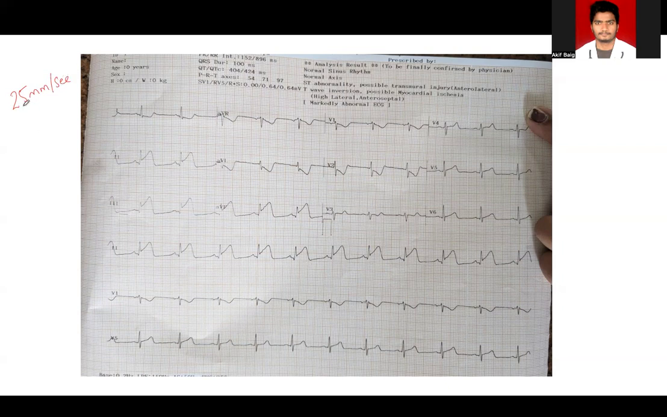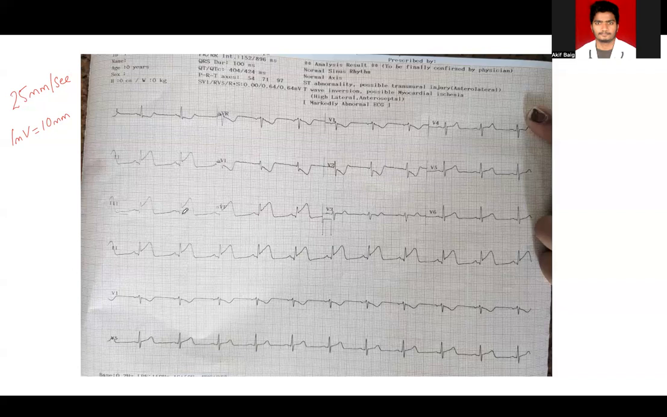To label it as a standard ECG, the speed of the paper is 25 millimeters per second. Along with that, 1 millivolt is equal to 10 millimeters. That means each small square is 0.1 millivolt, that is 1 millimeter. So you have to check that. Here it's not mentioned, but I have checked that before interpreting this ECG.